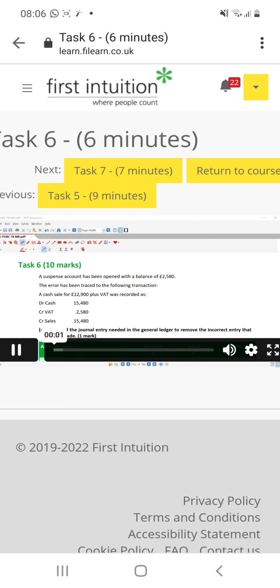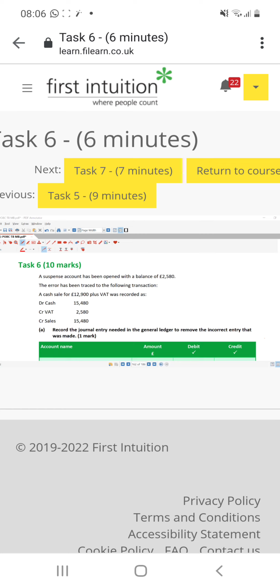In task 6, here we are given a suspense account that's open with a balance of 2580. The error has been traced to the following transactions. So we have a cash sale for £12,900 plus VAT. And how this has been recorded, as we can see just here, is we debited the cash 15480 and credited VAT 2580, but we also credited sales as well 15480.